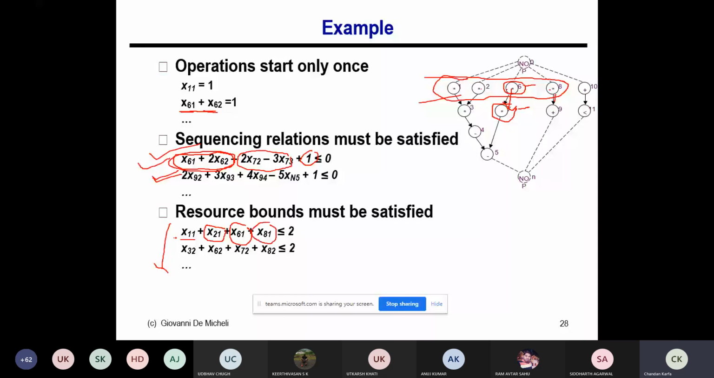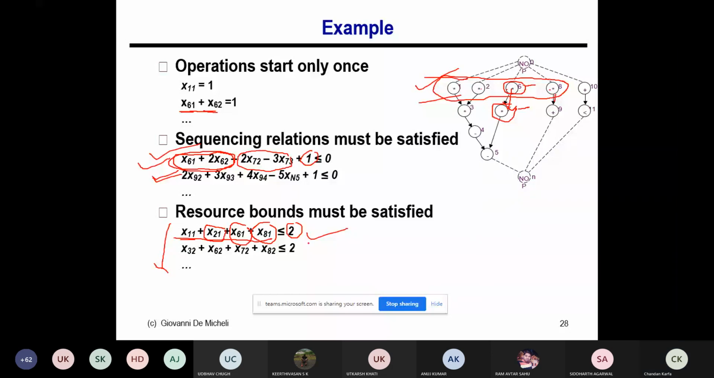So this summation says that the possible operations which are allowed to start at timestamp 1, their summation should be less than or equal to 2. What does it mean? At most 2 of them can start at timestamp 1. So not all 4 can start, because it will be stopped by the resource constraint, because I have 2 multipliers available. Although 4 multiplication operations are available to start at timestamp 1, only 2 of them are allowed to start.